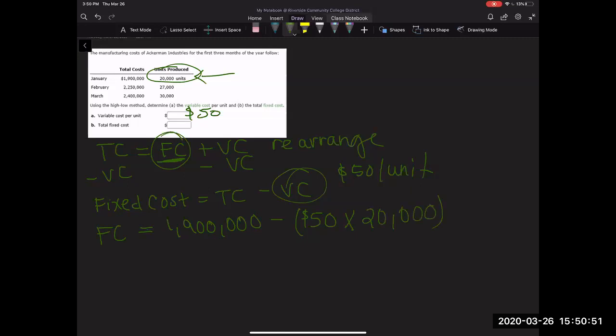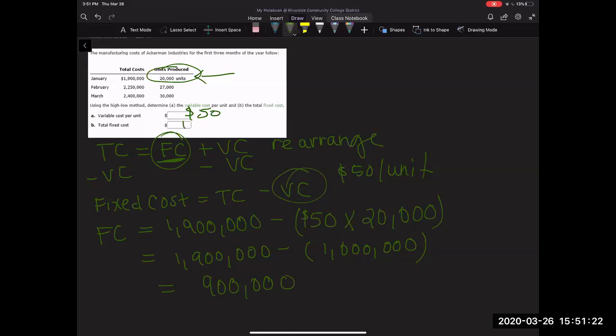Now from here, it's just as simple as solving the equation. First I'm going to solve what's in the parentheses, so I'm going to rewrite this. If I did 50 times 20,000 units, that should come up with $1 million. Now I'm going to simplify again. If I did $1.9 million minus $1 million, that comes up with $900,000. And there we have it.